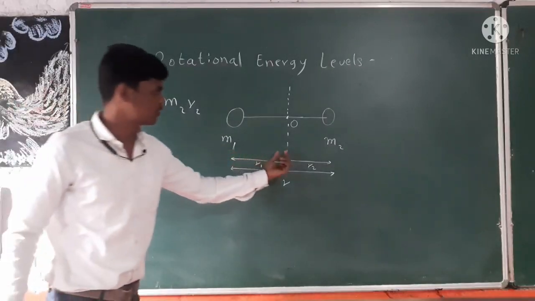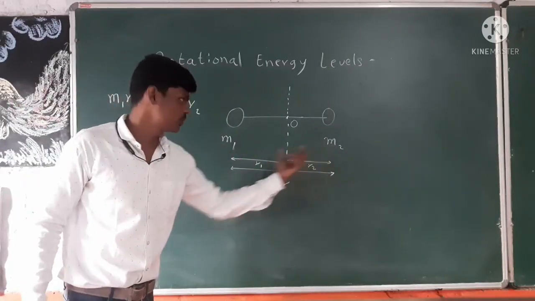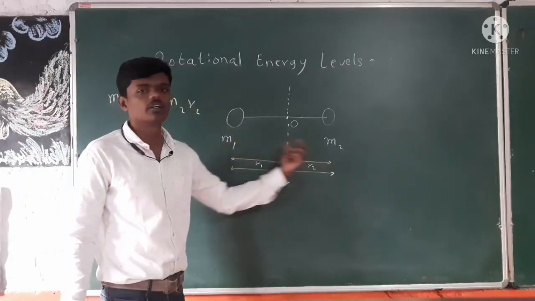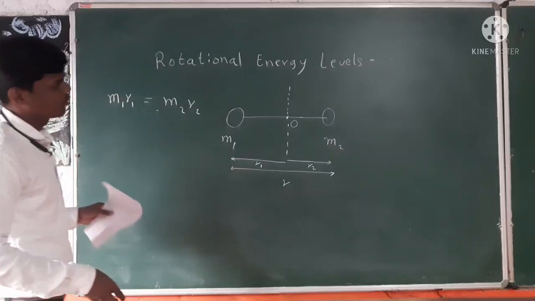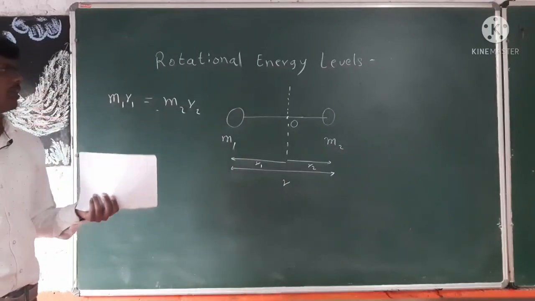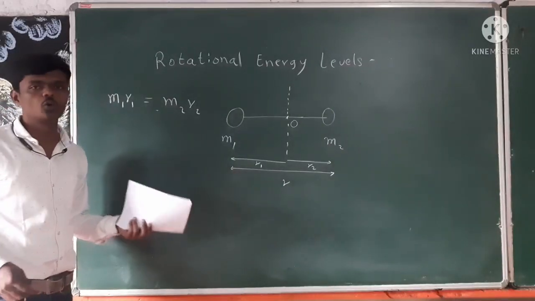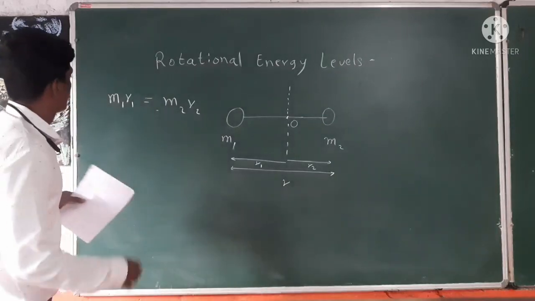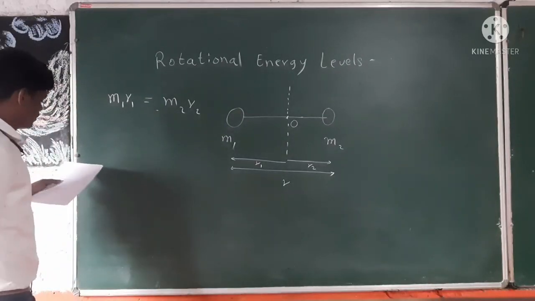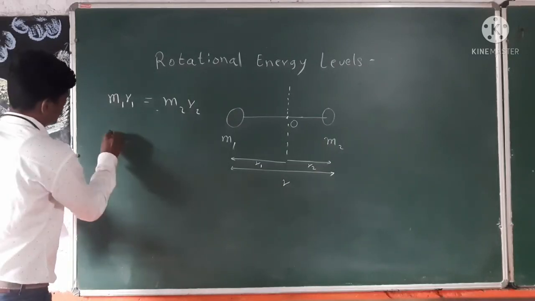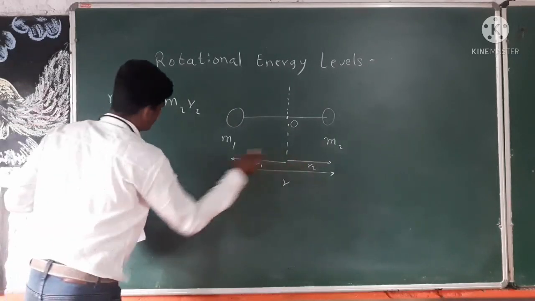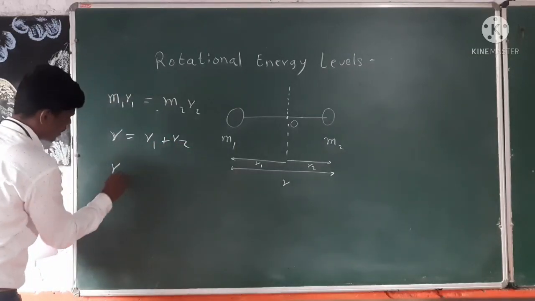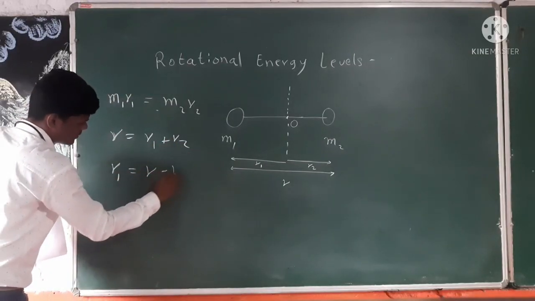This is the center of mass, this is mass m1, mass m2, having the distances r1, r2. This is the complete R, the internuclear distance. So this is a diatomic molecule, like HCl, O2, H2, N2. Here we know R is written as the summation R1 plus R2. From this equation, R1 is equal to R minus R2.